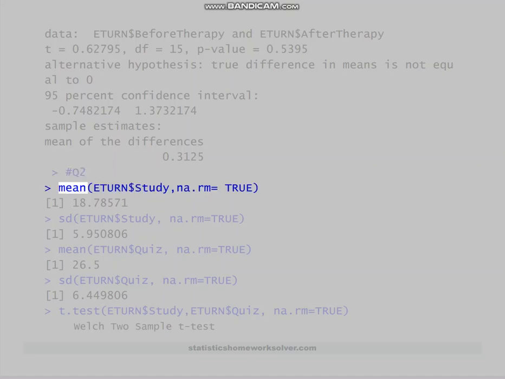Q2. Mean(assign3$study, na.rm=TRUE), 18.78571. SD(assign3$study, na.rm=TRUE), 5.950806. Mean(assign3$quiz, na.rm=TRUE), 26.5. SD(assign3$quiz, na.rm=TRUE), 6.449806. t.test(assign3$study, assign3$quiz, na.rm=TRUE). Welch 2-sample t-test.